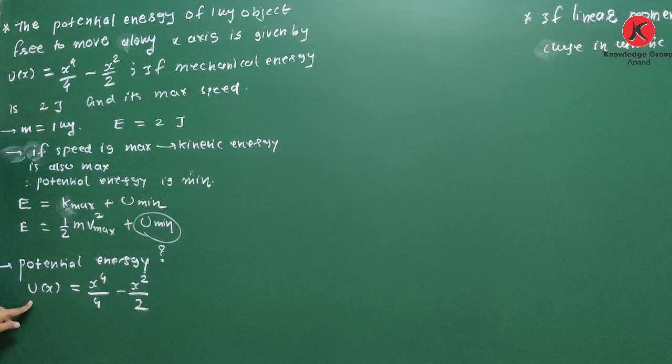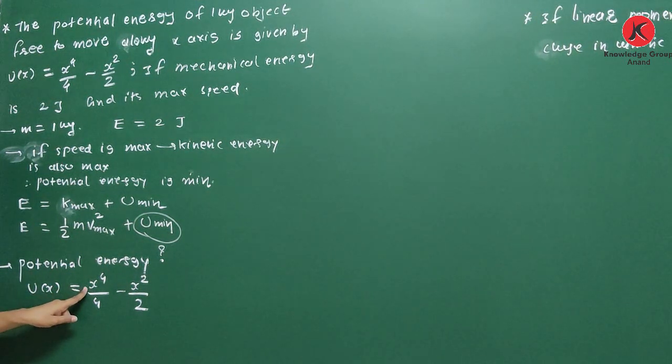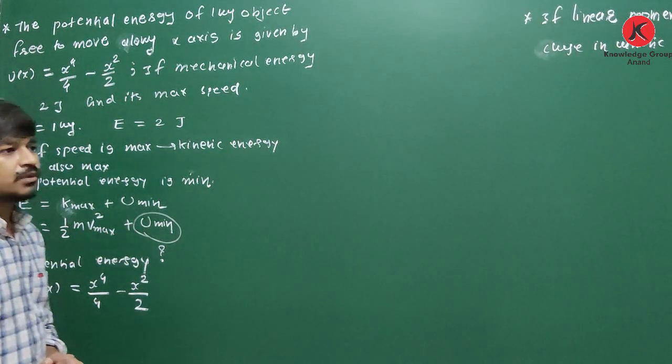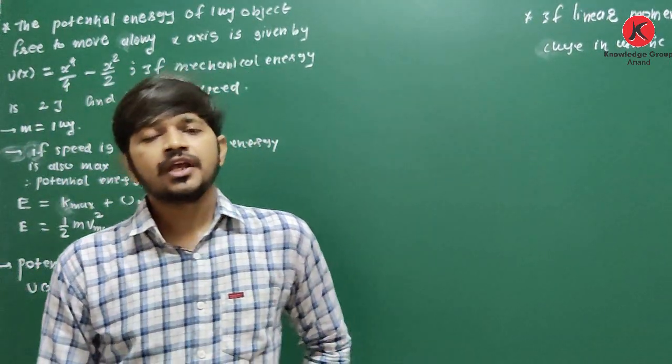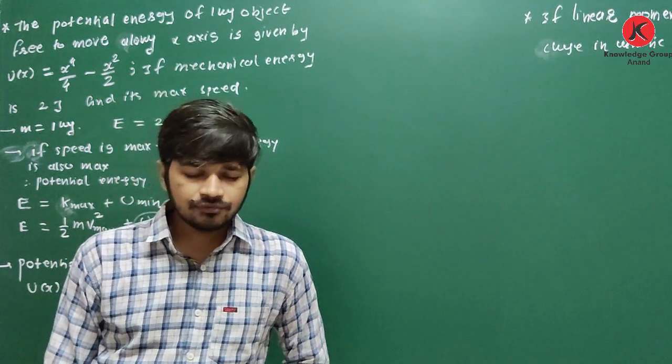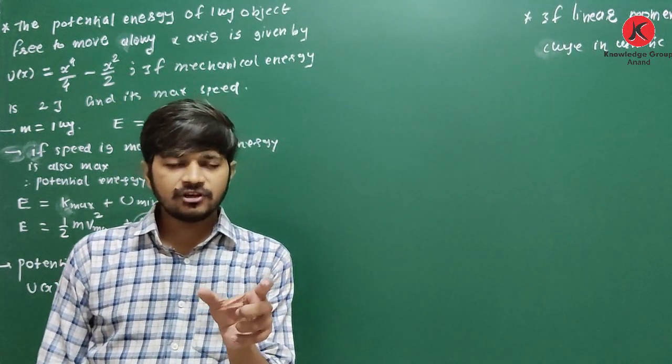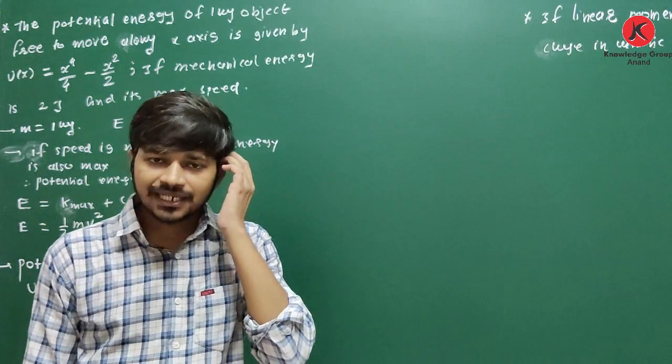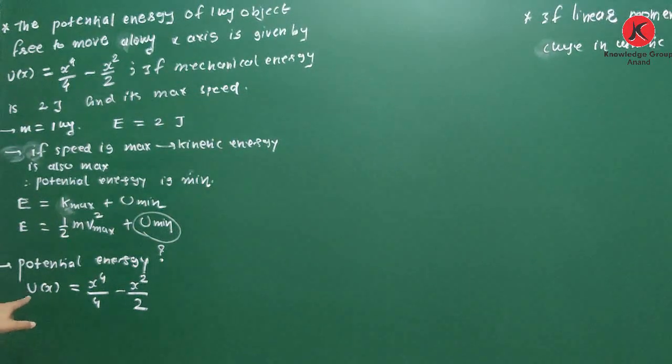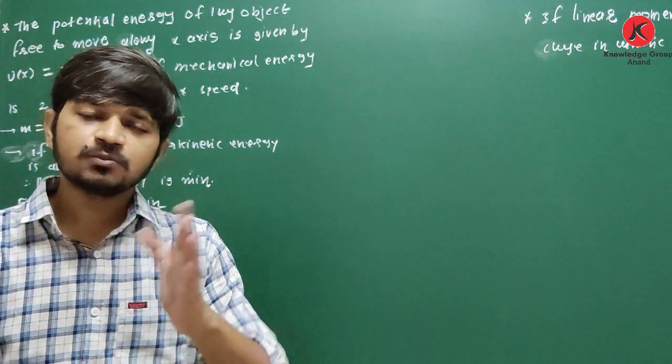Now see, why write Ux? Because U, that is potential energy, is a function of x. As the value of x changes, U also changes. Clear about this? Okay. Now, potential energy is minimum. That is one mathematical concept. If potential energy is minimum and it is a function of x, then differentiation of potential energy with respect to x becomes 0.